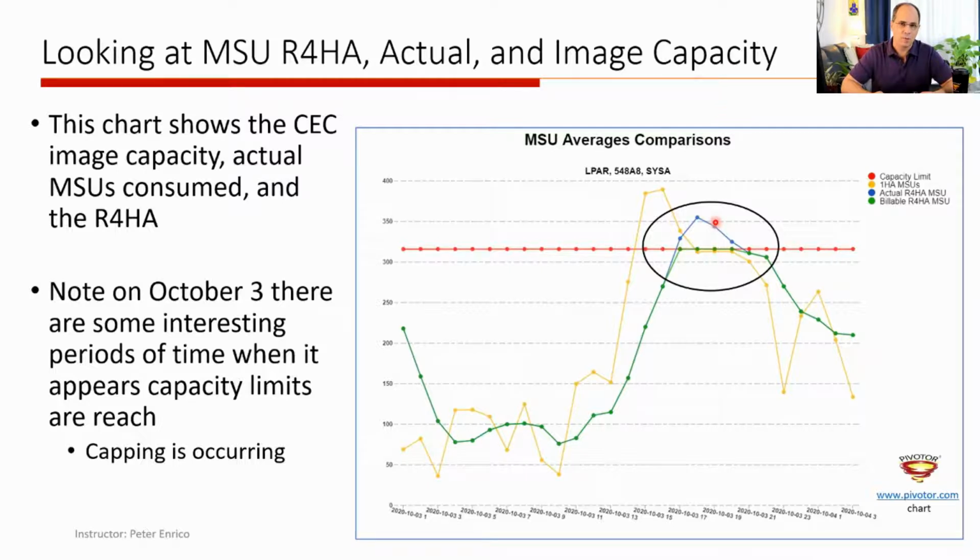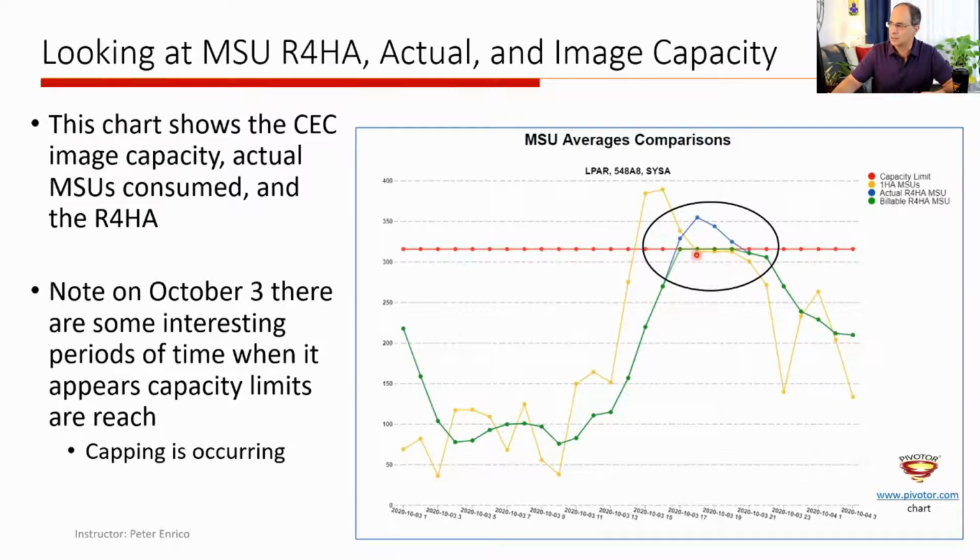The actual rolling four-hour average is the easy one. We're just getting this rolling four-hour average. So of course that's above the defined capacity limit until it kind of peters out. It's going to stay up there until the rolling four-hour average just goes below the defined capacity limit. But in this particular example, we see a divergence of the green line here, which is the billable MSUs, because we know we're going to be billed on the defined capacity limit. So that's where we're being limited now, because this is the MSU usage.